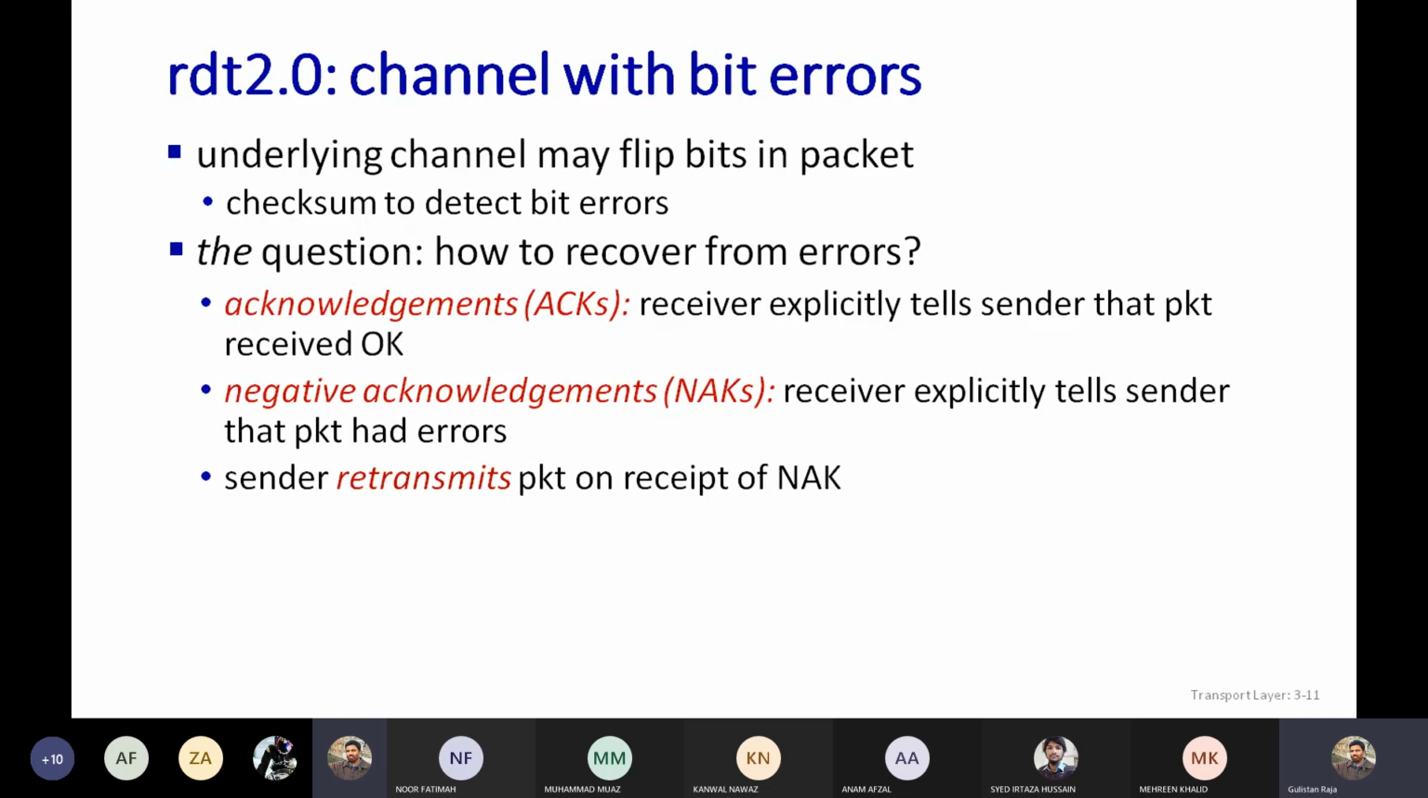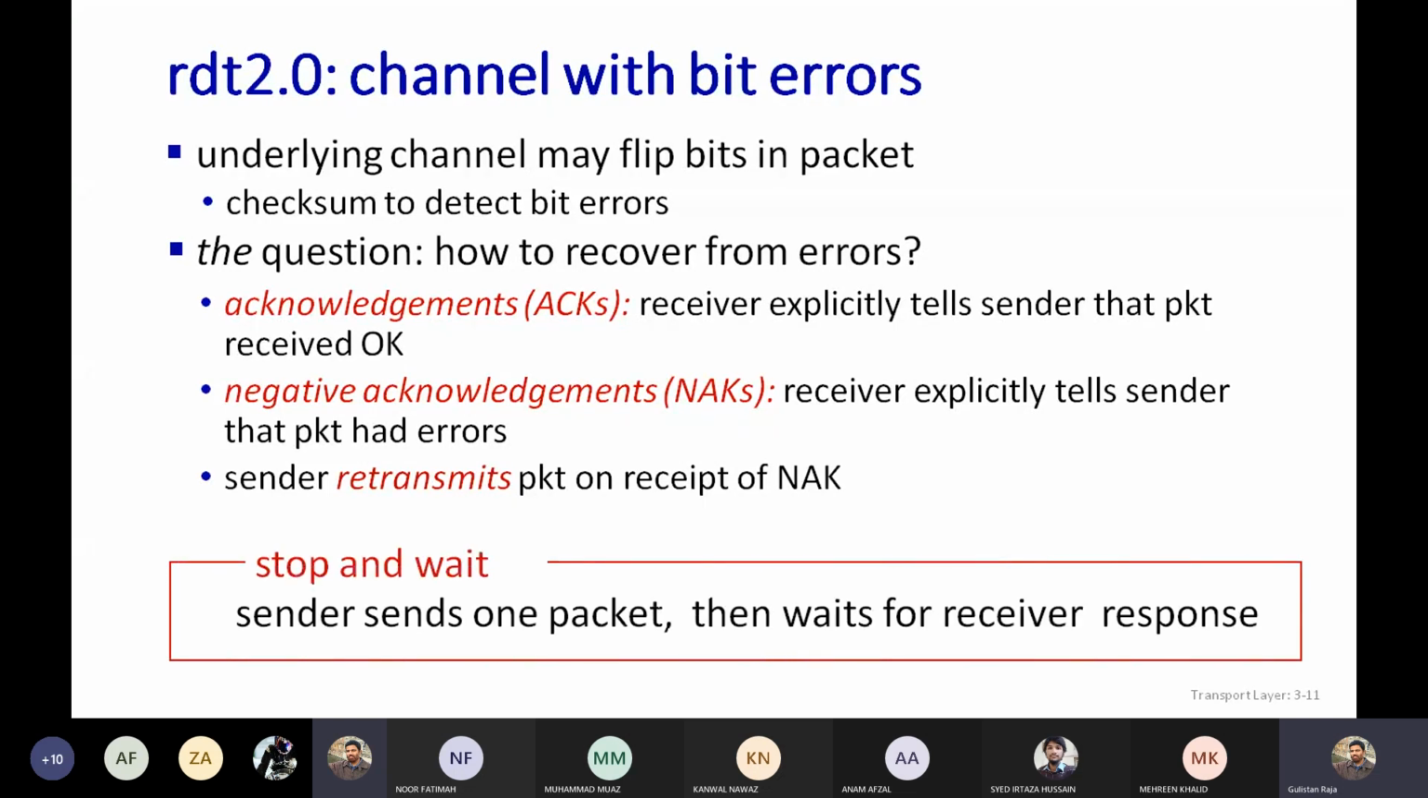So the answer to this is that the sender will retransmit the packet on receipt of NAK. Like during conversation, you repeat whatever you said. The same thing is here, that the sender will retransmit the packet on the receipt of NAK. So this would be done, right? So these are the three things which will be used to recover from error.